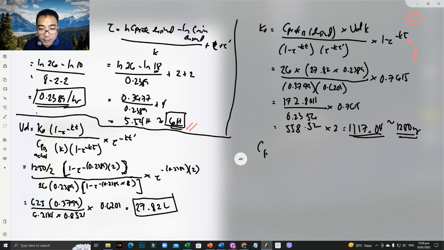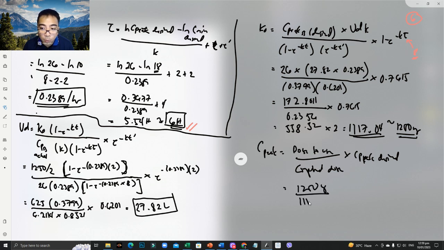Okay, di ba ang ating C peak simply dose to use over computed dose times C peak desired. So, dose to use ko is 1250 milligrams divided by, ang computed dose ko is 1117.04 times 26. 1117.04 times 26. You get 29.09. Alright? So, yun.